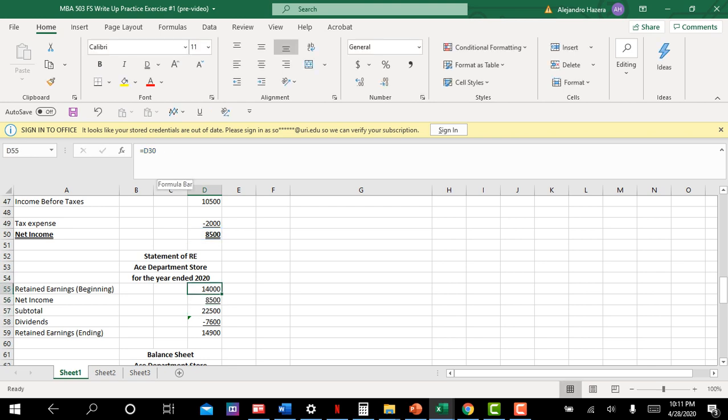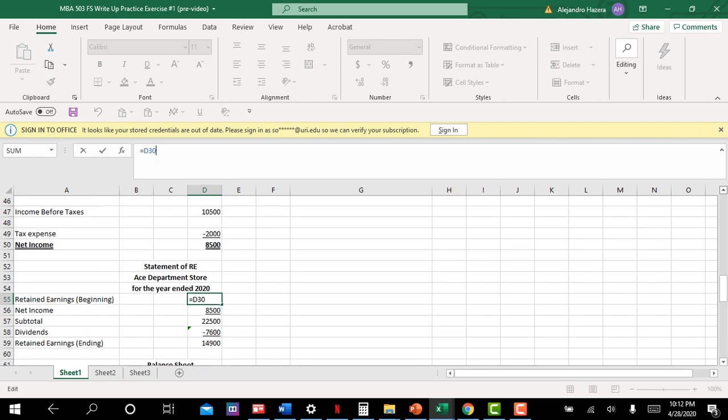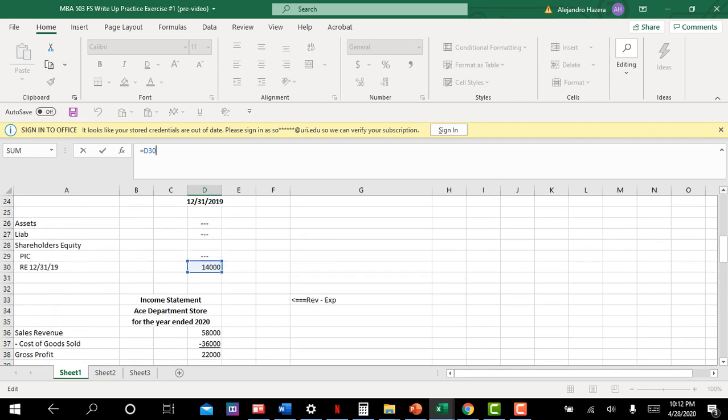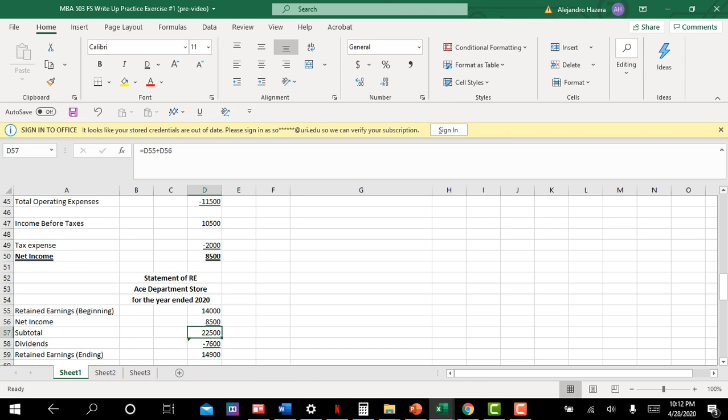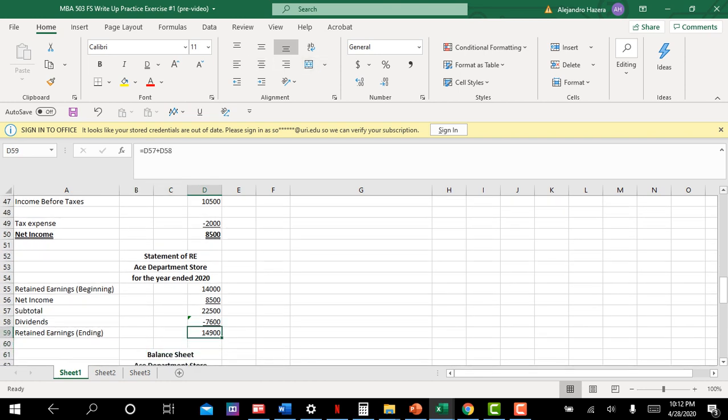The first line of the statement of retained earnings comes from the beginning retained earnings from your beginning balance sheet, which I took the liberty to put shortcuts on. So your beginning retained earnings comes from your beginning balance sheet, add net income. That gives you a subtotal. Your dividends are just how much dividends you decide to pay. That's your choice. In this example, I assume that we paid 7,600 dividends. I think I changed that. Anyway, our ending retained earnings are 14,900.